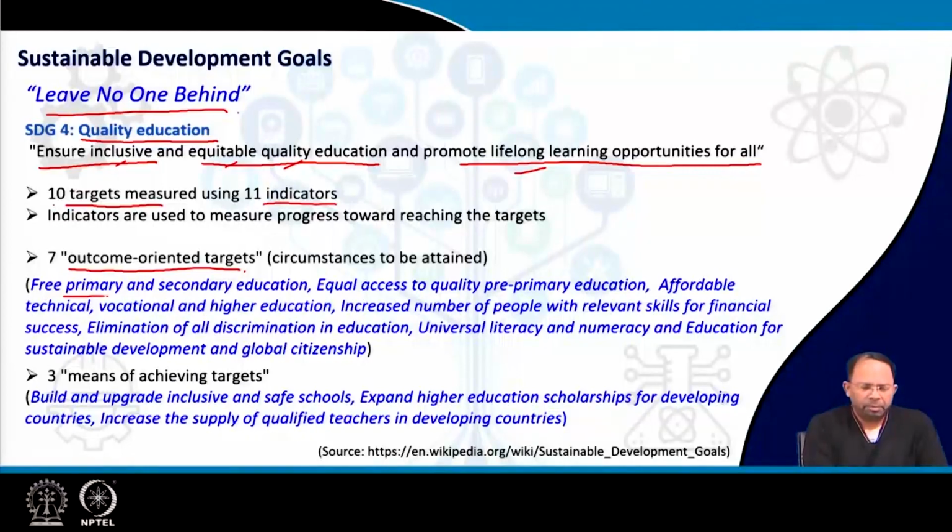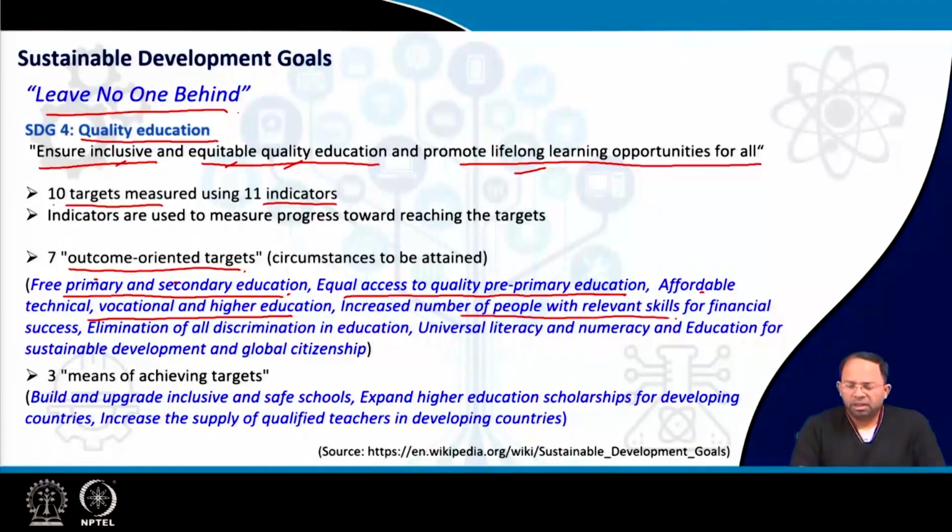These are free primary and secondary education, which has to be provided to everybody. Equal access to quality pre-primary education. This was primary, secondary, and this is pre-primary. Affordable technical, vocational and higher education. So, it is affordable, and it has to cover technical, vocational and also higher education.